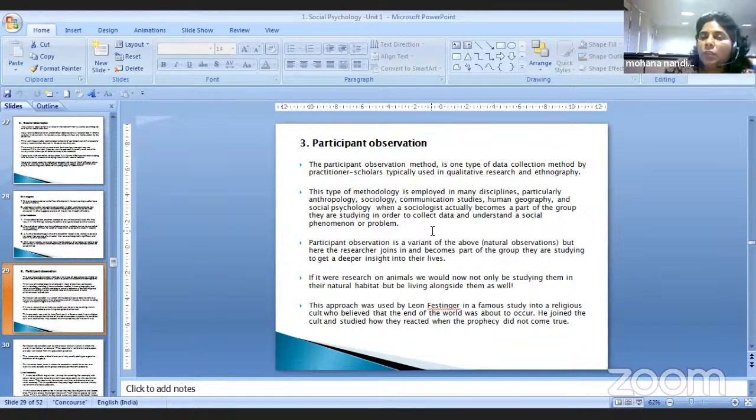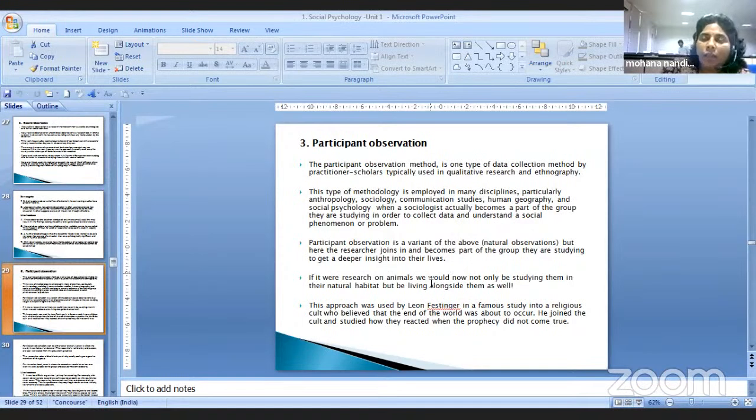After that, this is a qualitative research. Here, we'll give the questionnaire to the people. The participants need to agree and they need to answer each and every question. That means participants need to give their time towards the questionnaire. Participant observation is a variant of natural observation, but here the researcher joins in and becomes part of the group they are studying to get a deeper insight.